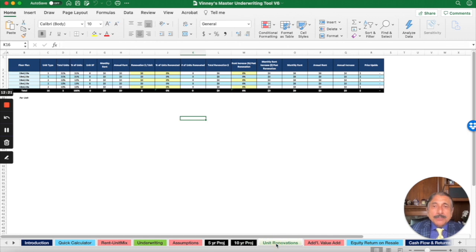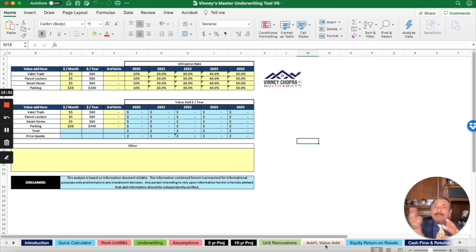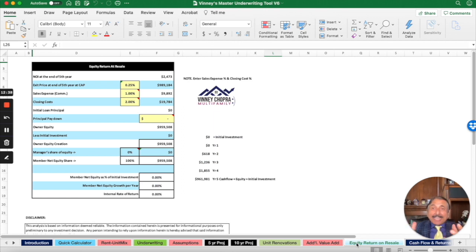Then we've got the unit renovation schedule, if you're upgrading and putting more money into the units to increase the rents. Then additional value add, if you're doing that, we have a whole tab designed for you. Then equity gain on sale. What's the exit cap rate? You put it down there, sales expense percentage, closing costs, all that, it's going to calculate for you.